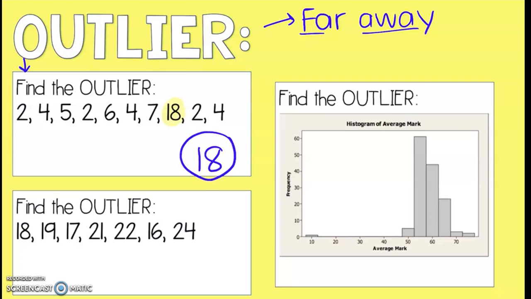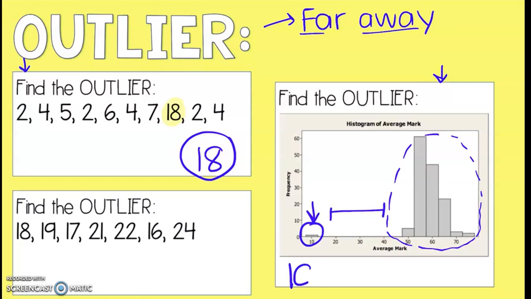Okay, anytime we're looking at a graph, outliers, what you're going to see is a cluster of data, which we have right here. Okay, you're going to see a big gap, and then you're going to see one little guy out here by himself. This little guy out here by himself is the outlier, so in this case, the outlier would be 10.